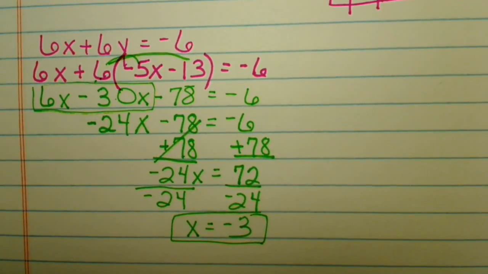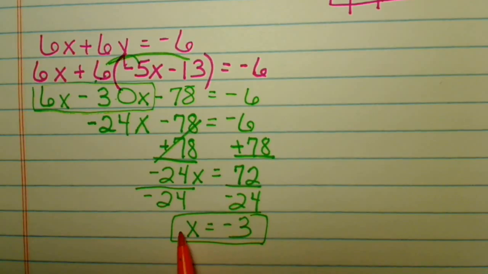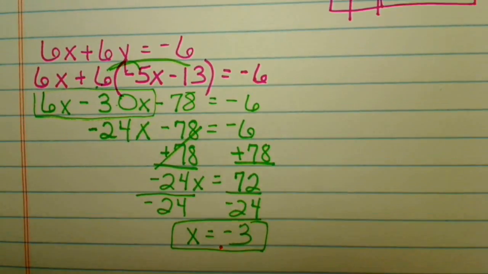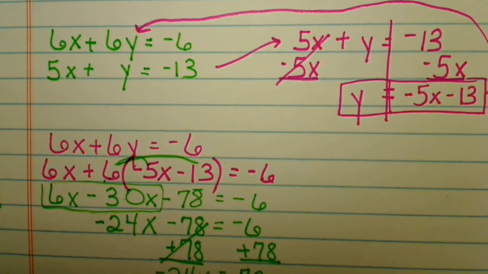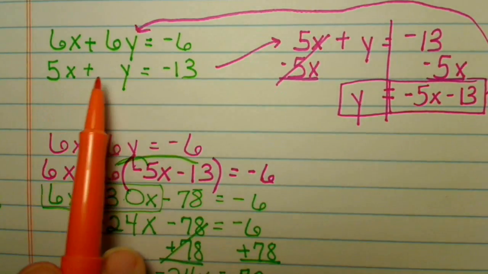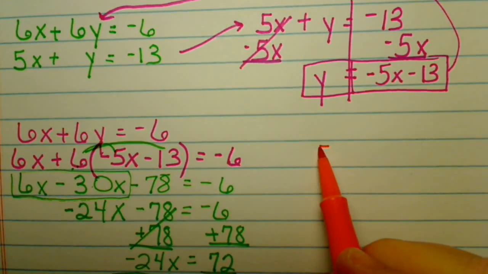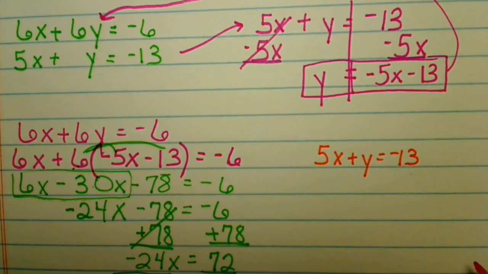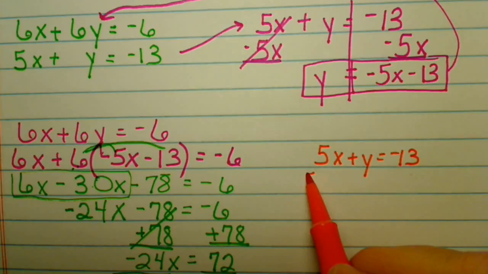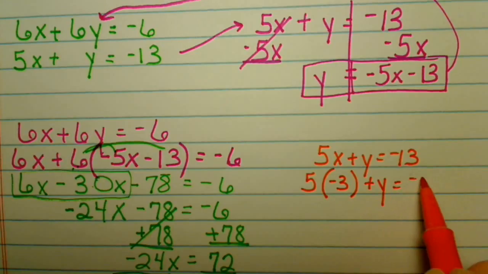So it's time to substitute in again. Now that we know what x is, let's substitute this value of x into either equation that we started with, and then we'll get what y is. So I'm going to go ahead and use the second equation. So I'm going to use 5x plus y equals -13. And in place of x, I'm going to plug in -3 and just bring everything else down.